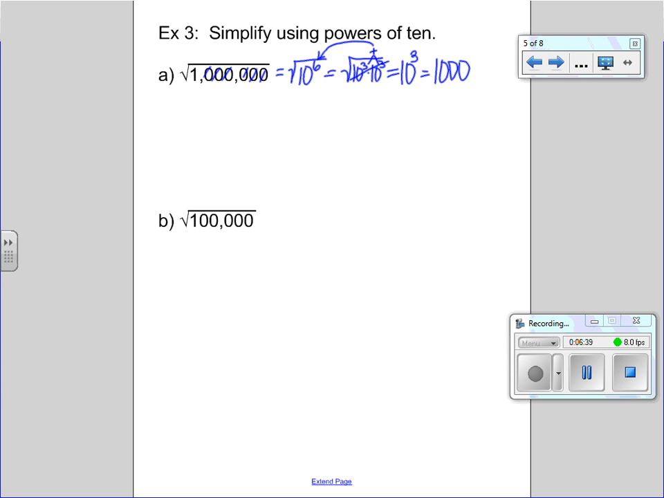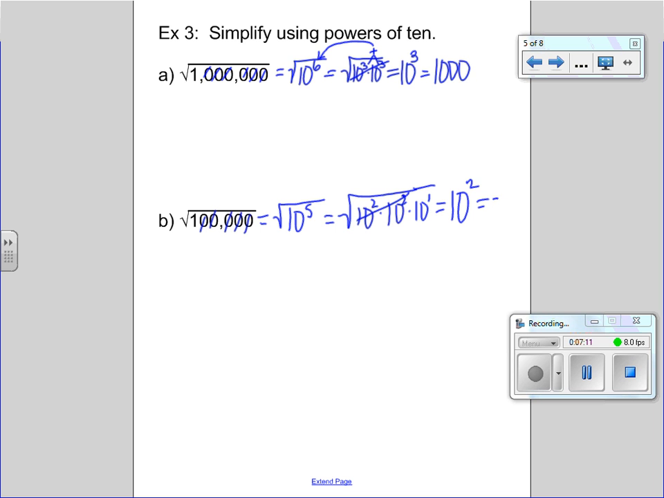Okay, on the next one, same situation. We have 1, 2, 3, 4, 5 zeros. So that's going to give us radical 10 to the 5th. And I can split this up and say, how can I split up 5? I could turn it into 2, 2, and 1 because I'm adding them. So I have 10 to the 2nd times 10 to the 2nd times 10 to the 1st. Okay, I have a double 10 to the 2nd, so that means I can take it outside of my radical.